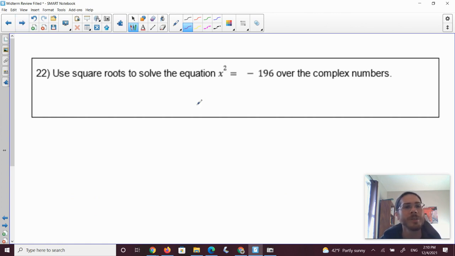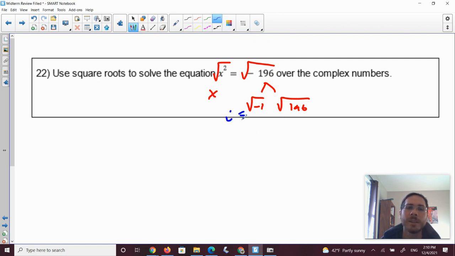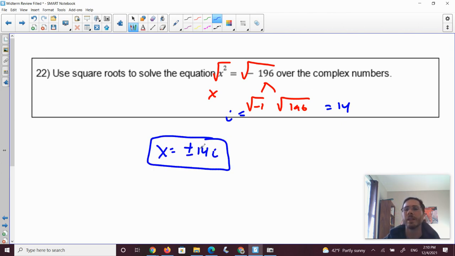All right, for 22, use square roots to solve the equation x squared equals negative 196 over the complex numbers. Pretty nice. We're going to square root both sides because we want to get x by itself. This one we need to break down. We always break down into negative 1 and then whatever number we have, because we know the square root of negative 1 is i. Square root of 196, though, I actually know that. That's going to be 14. And so we're done. That's it. We don't have to break it down any further.